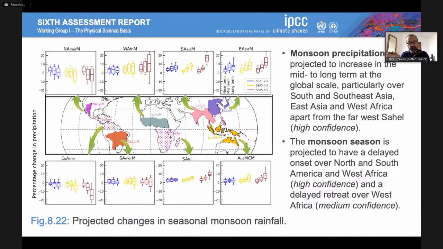If we focus now on projected changes in seasonal monsoon rainfall, we see that most CMIP6 models project an increase in global monsoon precipitation, particularly over South and Southeast Asia, but also East Asia and West Africa, apart from the far West Sahel. And we also have assessed some changes in monsoon seasonality with a delayed onset over the Americas and West Africa and a delayed retreat over West Africa.